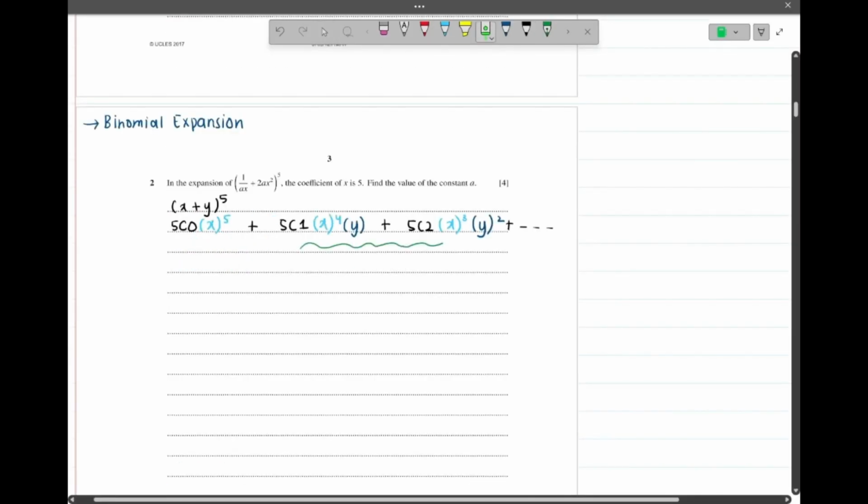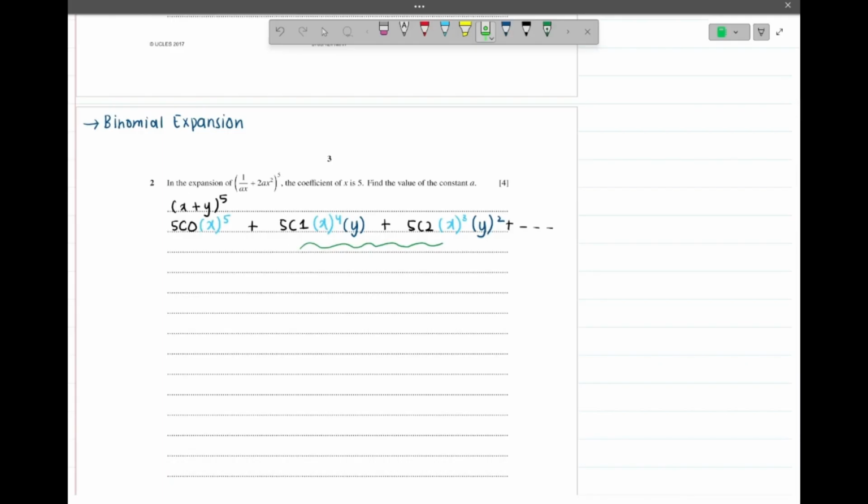Okay, now moving on to question number 2. It says in the expansion of this expression, the coefficient of x is 5. Find the value of the constant a.